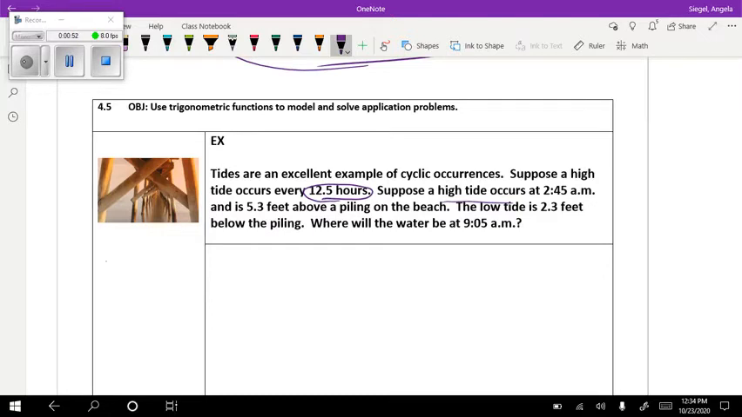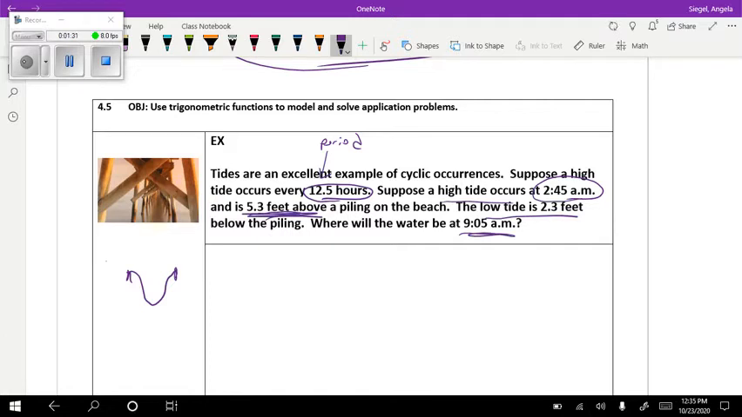So we're going to apply this to what we know about trig functions. Think about every time high tide occurs. I'm thinking about this as maybe a cosine function. So from here to here, this is going to be our period, our time period. Okay, so it gives us exactly when high tide occurs, how high tide is and how low tide goes. And we are trying to find out where it will be at 9:05 a.m.